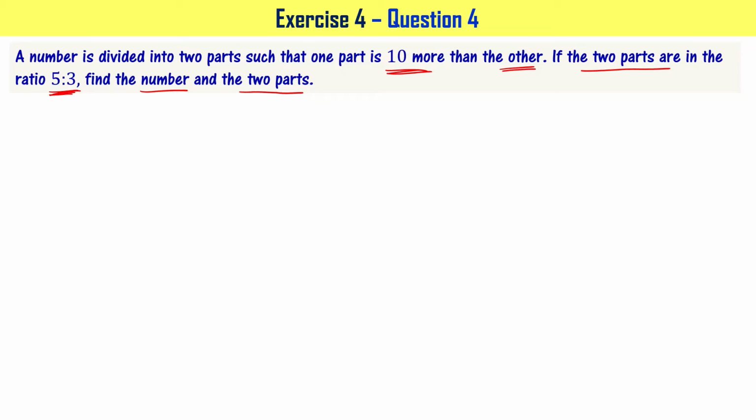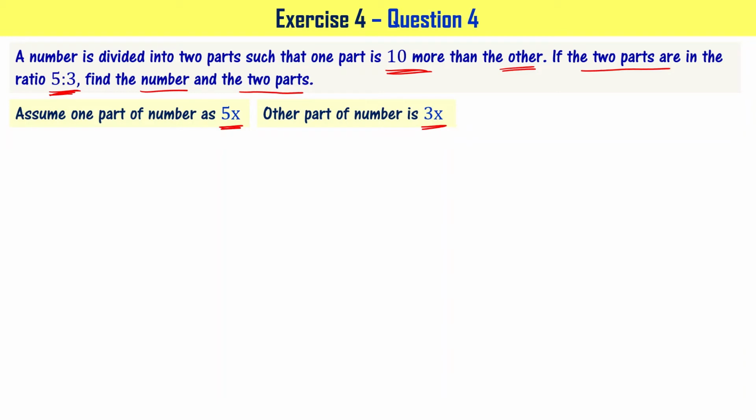the parts, right? Let me assume that one part of the number is 5x, meaning when you divide a given number, one part you are obtaining as 5x. The other part is going to be automatically 3x. The reason for that is, when I say one part by other part, 5x by 3x is 5 by 3, that is equal to 5:3, right? So first part is 5x and the second part is 3x, right? They are in the ratio of 5:3.